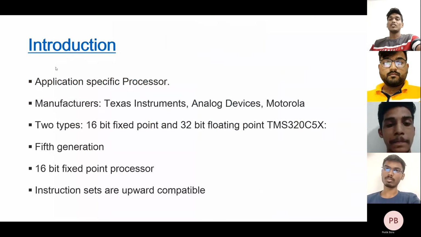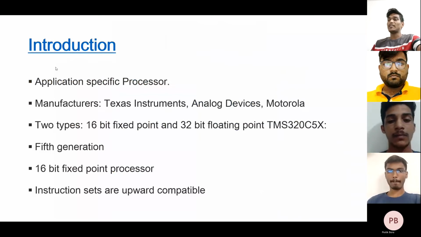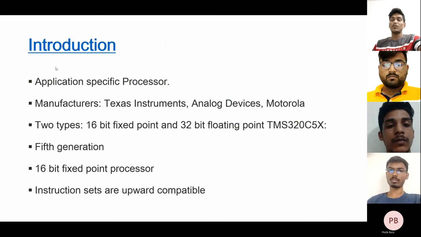Introduction. The introduction consists of several parts: application specific processor, and manufacturers Texas Instruments, Analog Devices, and Motorola. Two types: 16-bit fixed point and 32-bit floating point. TMS320C5X is a fifth generation 16-bit fixed point processor. Instruction sets are upward compatible.